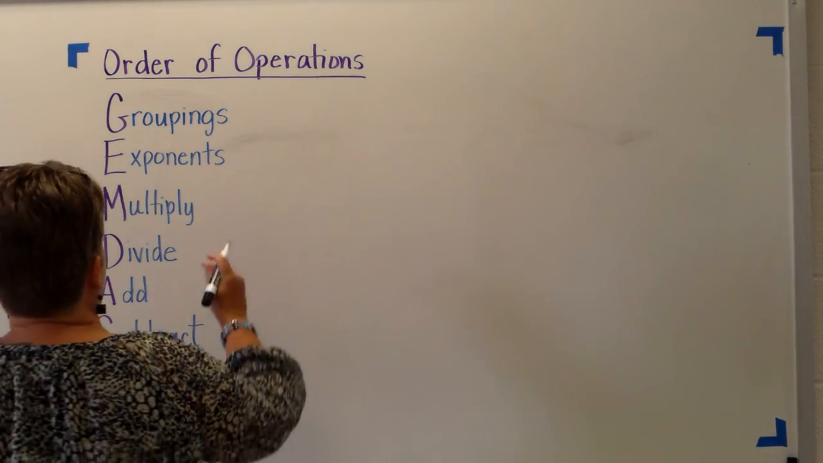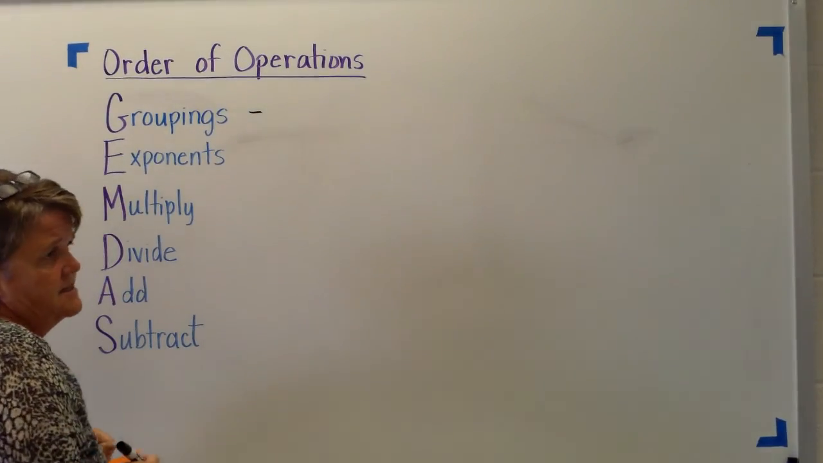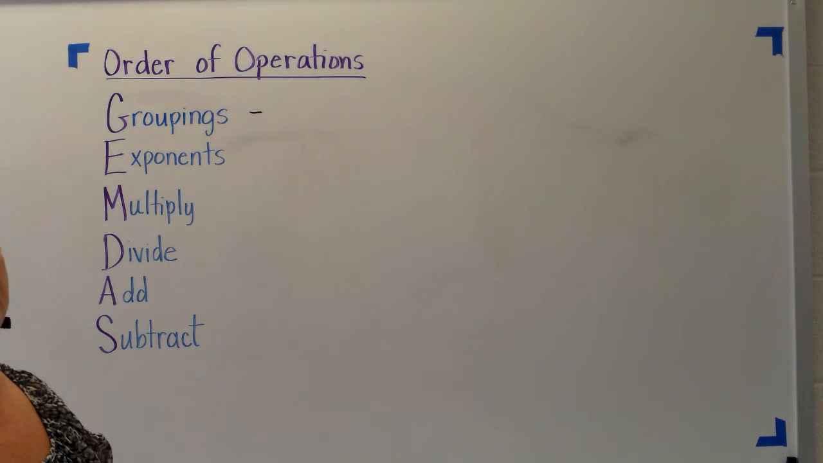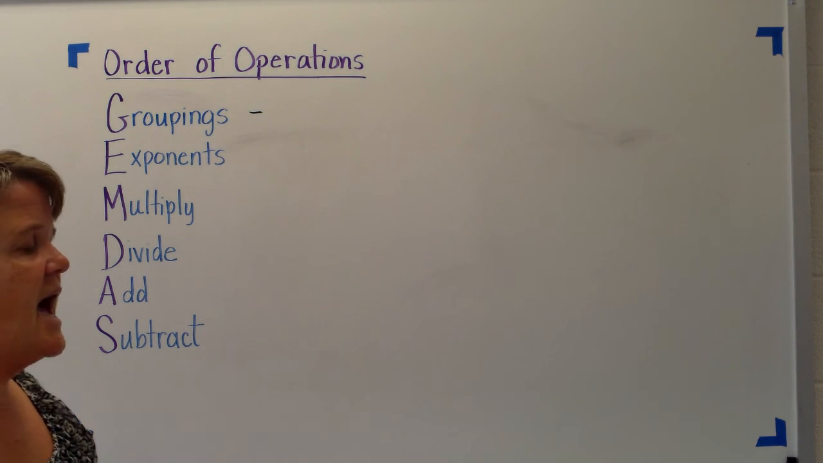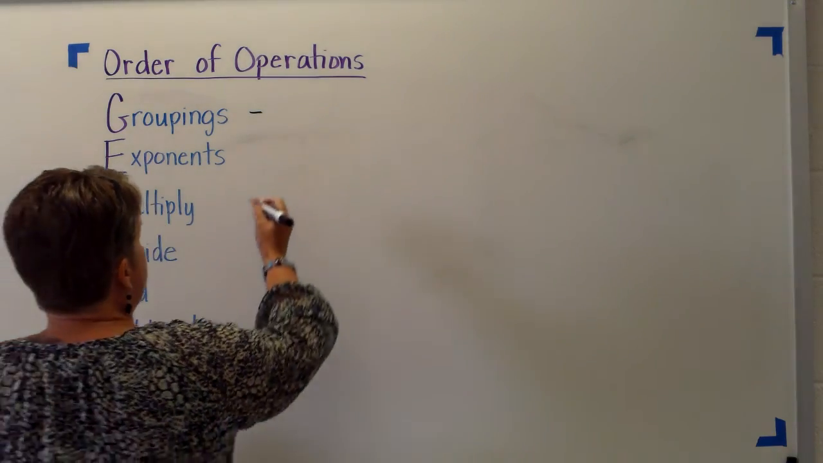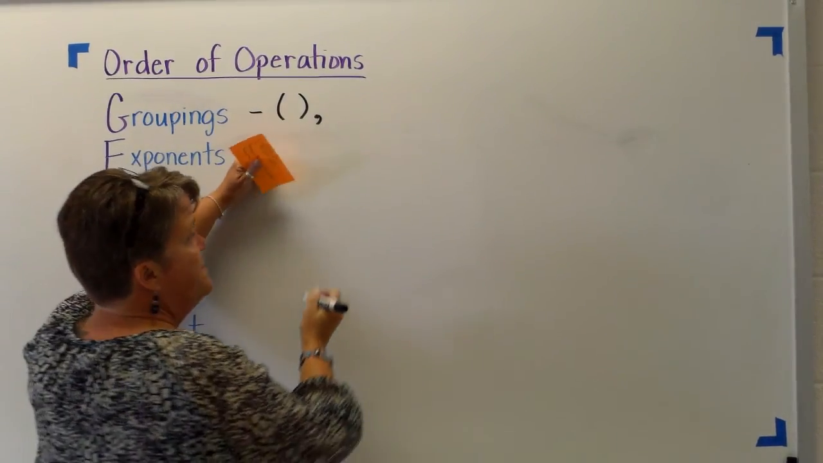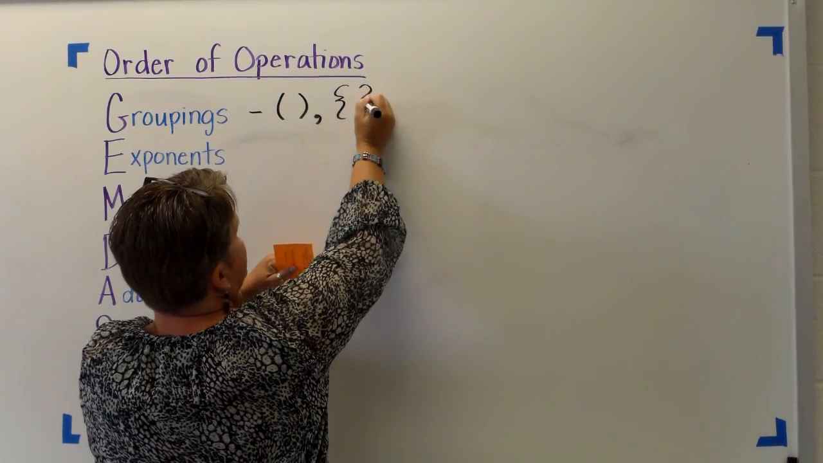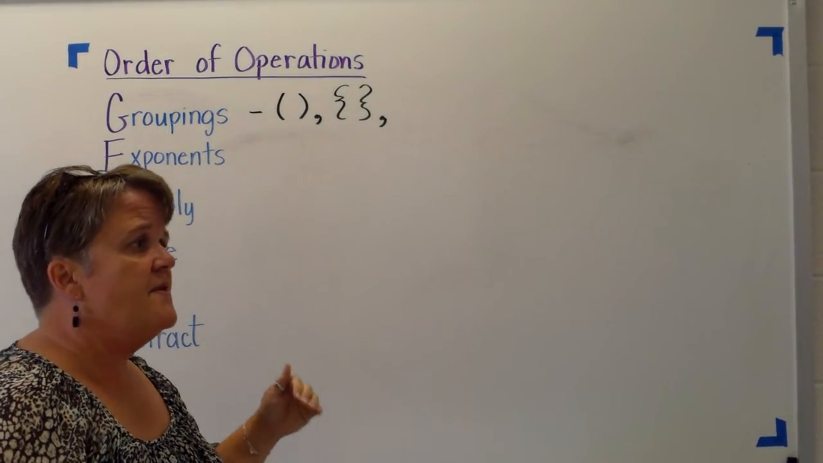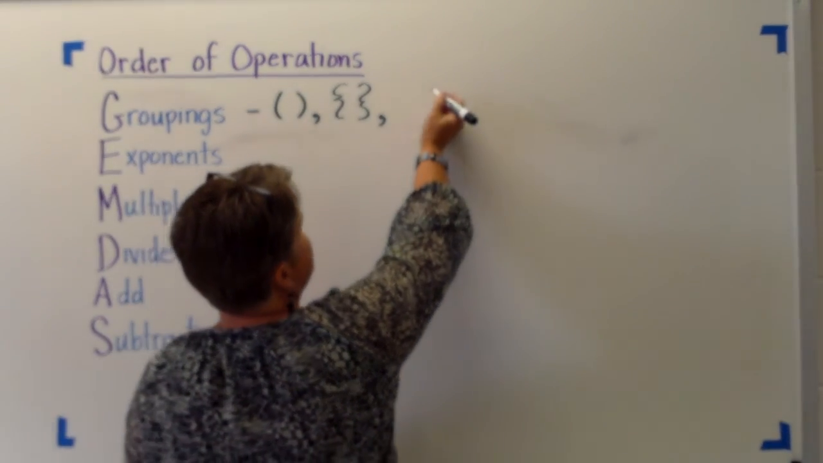Okay, so in elementary school you used PEMDAS, which stood for parentheses. Well, in middle school, we use GEMDAS, and we call it groupings because we have more items that group other than just parentheses. So we still do have the parentheses. They are a grouping symbol. We also have what's called the brackets. Those are a grouping symbol. But the big thing that's new to 6th grade with the grouping symbols is the division bar.